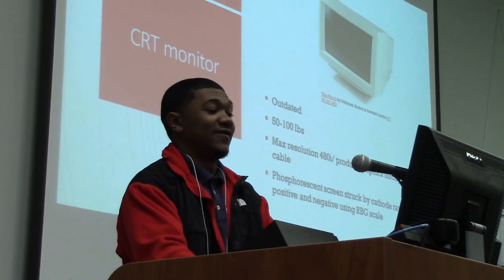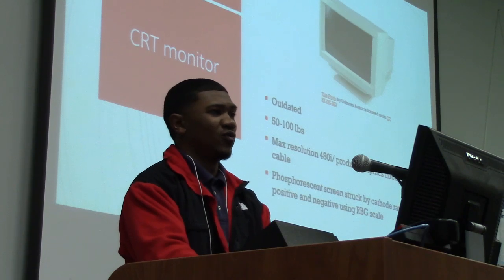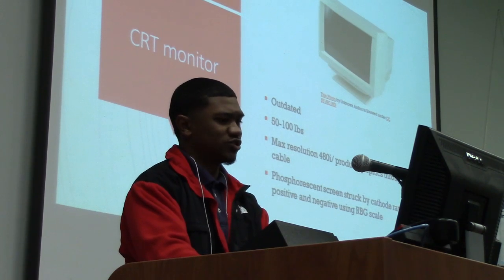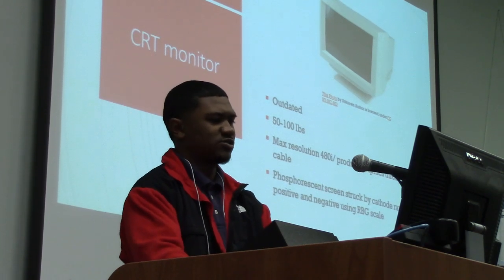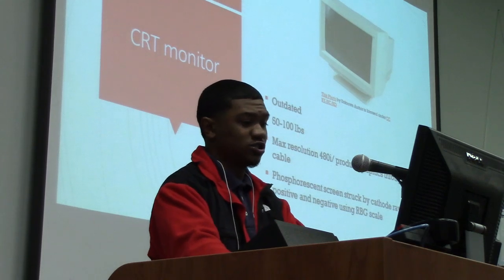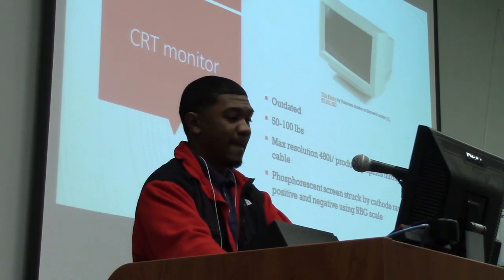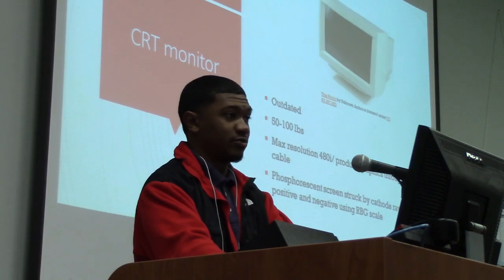Very heavy. They're typically around 50 to 100 pounds, and sometimes could get up to 115 to 150 if the screen was a little bit bigger. I believe 24 to 27 inches was the average. Sounds small. It has a max resolution of 480i, and it produces graphics through analog cable.